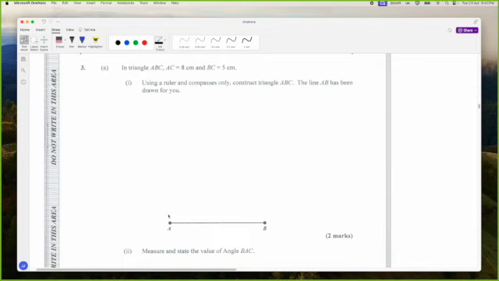A triangle ABC. AC is that, BC is that. Using a ruler and compass only, construct the triangle ABC. So this is a constructions question, right? The line AB has been drawn for you. Interesting. All right. So ABC, where AC and BC. So this is AB. So AC is 8 centimeters and BC is 5 centimeters.